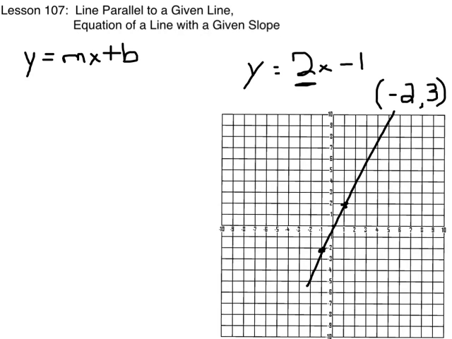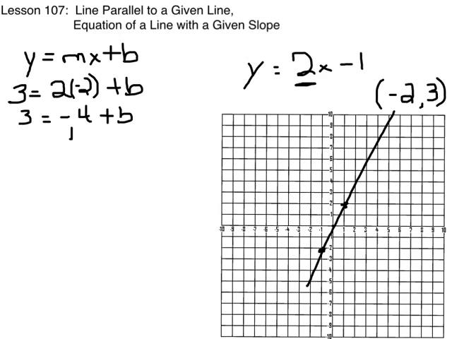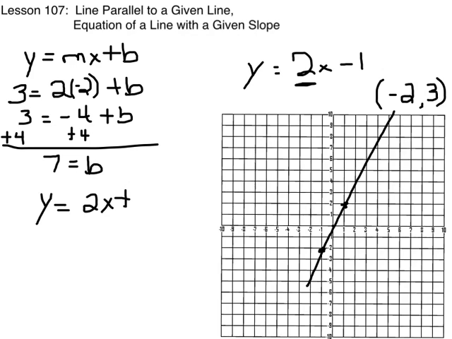We know what y is, it's 3. We know that m is 2, it's the slope. And we know that x is negative 2, plus b. 3 equals negative 4 plus b. And if we add 4 to both sides, we see that b is equal to 7. So the line that would be parallel to this would be y equals 2x plus 7.